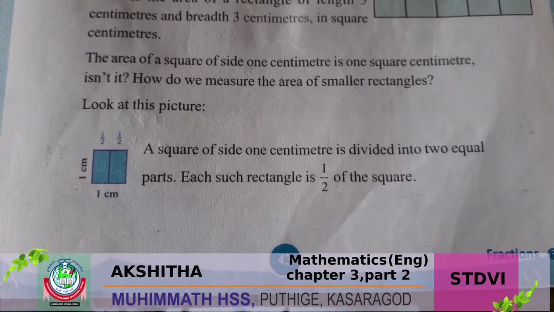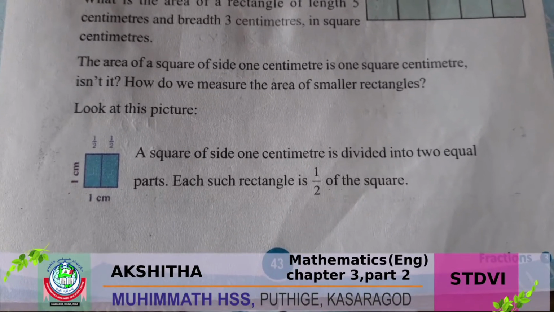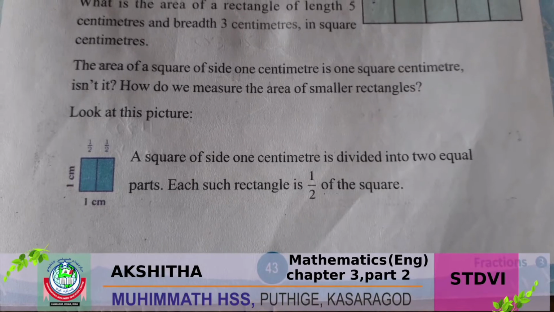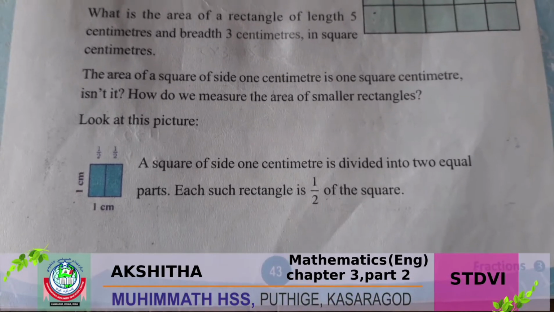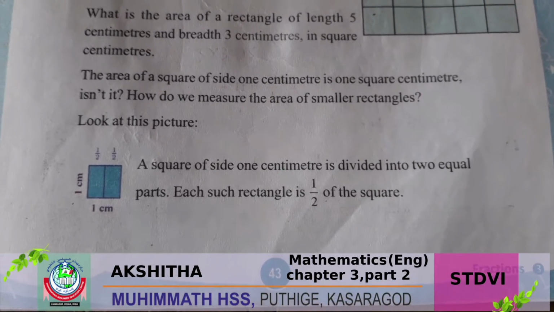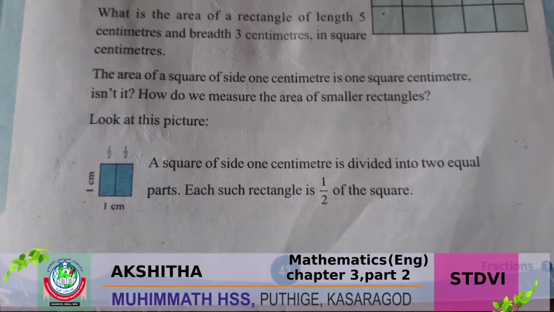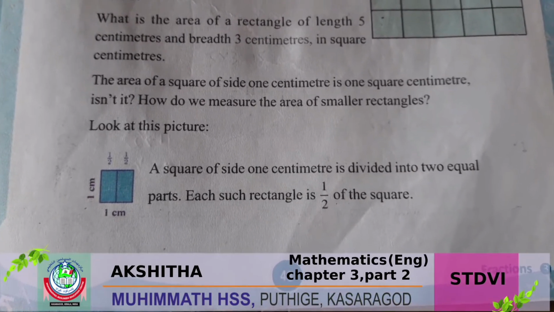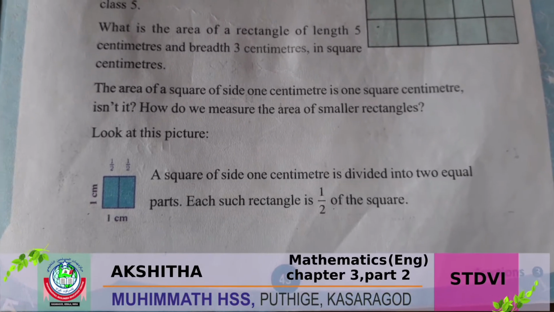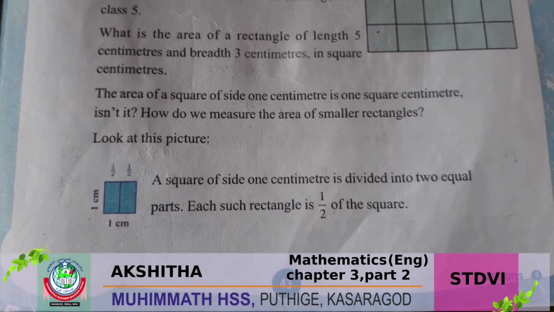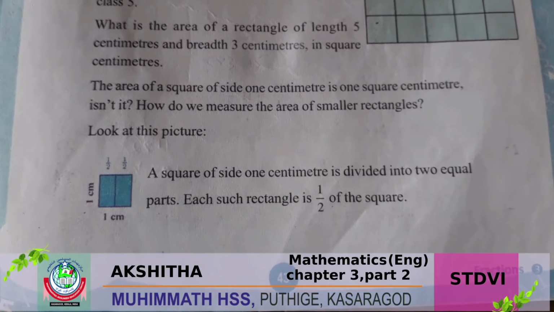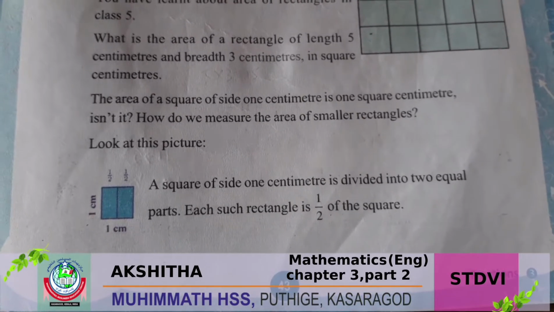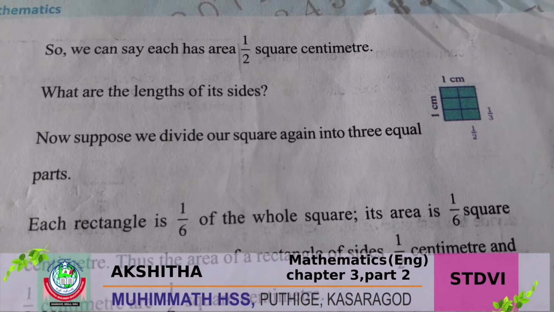Look at this. A square of side 1 centimeter is divided into 2 equal parts. Each such rectangle is half of the square. Look at that. That part is half centimeter. When we divide the square into 2 equal parts, it's half centimeter. Look at the next one.